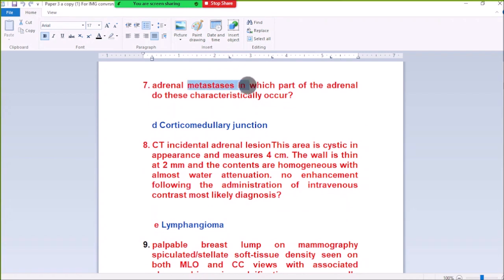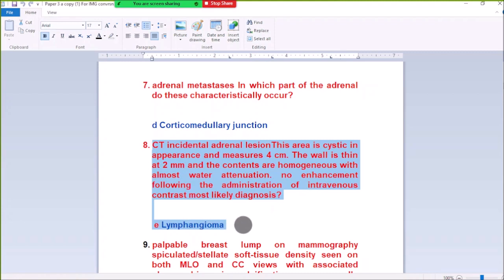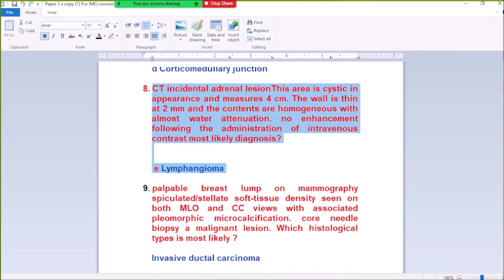Seven: adrenal metastasis. In which part of the adrenal do these characteristics occur? In the corticomedullary junction. Eight: CT shows an incidental adrenal lesion. It is cystic in appearance and measures 4 cm. The wall is thin at 2 mm and the contents are homogeneous with water attenuation. No enhancement following administration of intravenous contrast, which is diagnosed as lymphangioma. Remember, cystic with water attenuation is seen in lymphangioma.